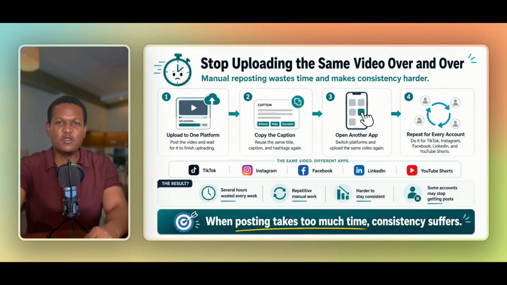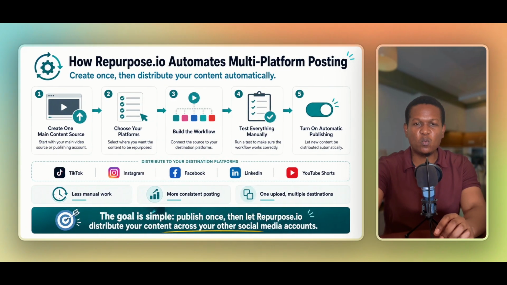In this tutorial, I'm going to be showing you how to post on multiple social media platforms automatically using Repurpose.io. Here's what we're going to be doing. I'm going to be showing you how to create one main content source. Then you're going to choose the platforms that you would like to repurpose your content on. And we're going to be creating a workflow, test everything manually, and we're also going to turn on automatic publishing.